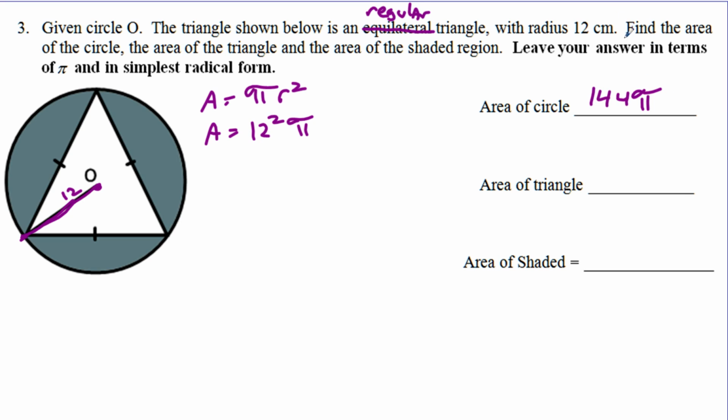Okay, and our units are square units, so I'll say centimeters squared. Okay. So it said to leave our answers in terms of pi in simplest radical form, which is why we did not multiply by 3.14. I just left pi in the problem.